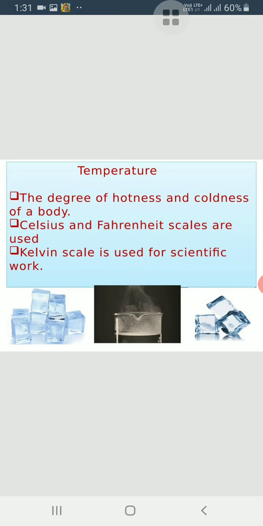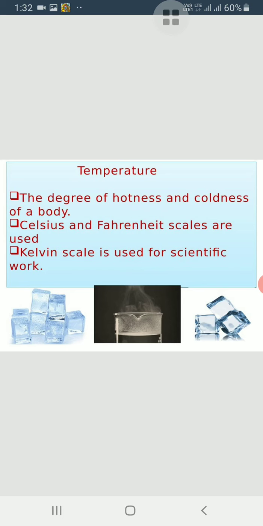So if I ask you to touch a hot object like hot water, and a cold object like ice, you will feel hot and cold. You will feel hot in the first case, because heat energy flows from the hot object to your hand. And in the second case, when you touch the cold object like ice, the heat energy flows from your hand to the cold object. So that's why you feel cold.